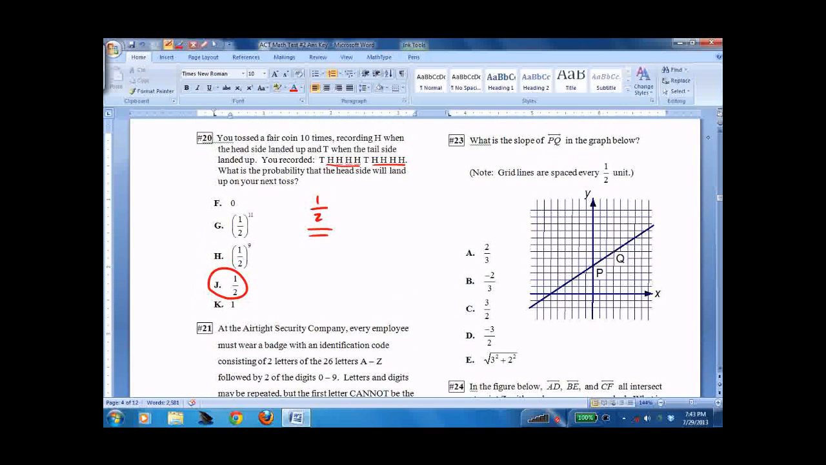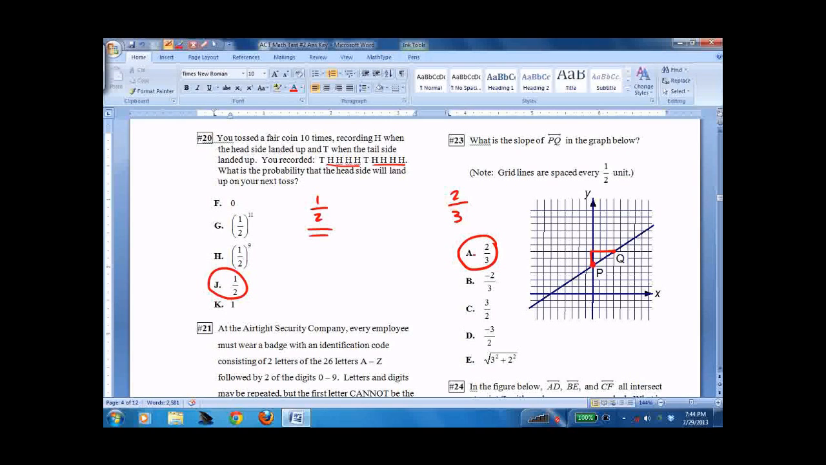Number 23, what's the slope in the graph below? I like this problem. I love graphing problems. I always recommend drawing a graph. I like it because it says, oh, the grid line is spaced over half unit. Like that matters. Just find a point that's on the grid. And the change in y is 2, and the change in x is 3. That's the slope. And it's positive, so you don't have to worry about any negatives. Done.